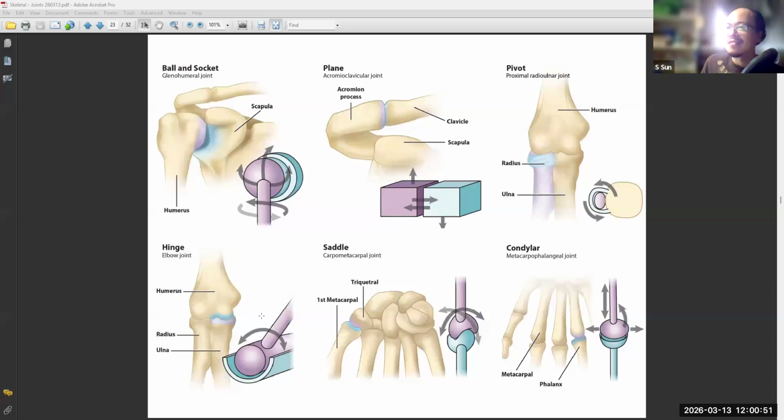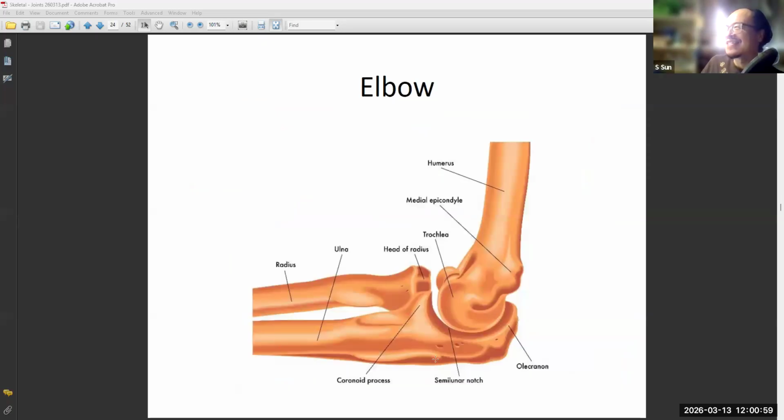Do you remember? All right, I guess you don't remember. I put a picture right here. So here is that. So the humerus cannot move further down because here the ulna has that process.